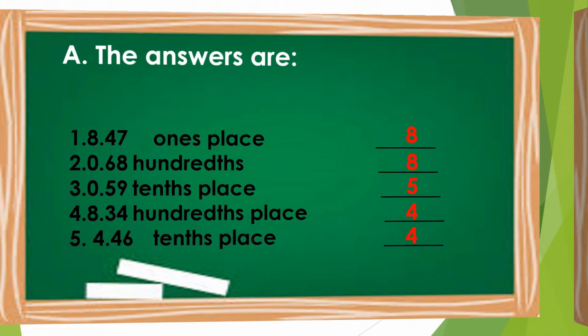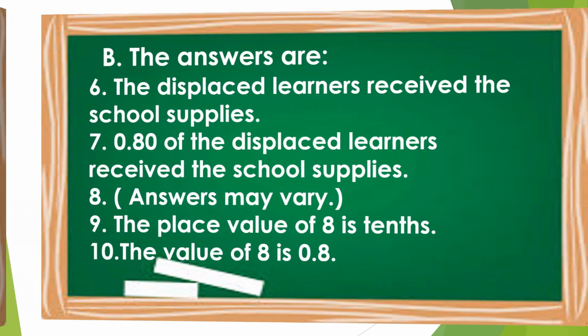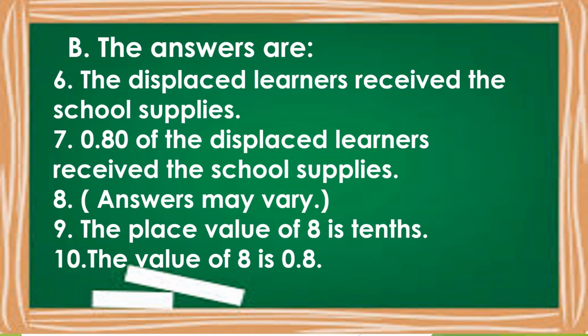For letter B, the answers are number 6, the displaced learners received the school supplies. Number 7, 80 hundredths of the displaced learners received the school supplies. For number 8, your answers may vary.